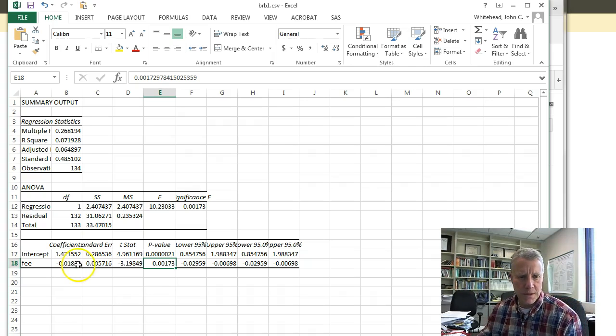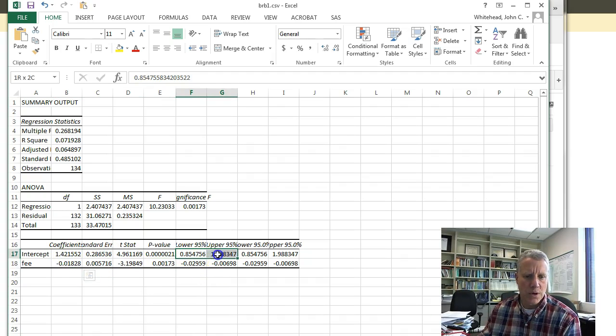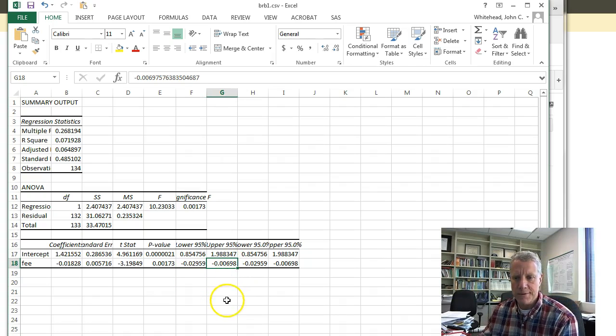Okay, and I failed to mention that the other way to determine if your coefficient is different from 0 is if your lower and upper 95% confidence intervals do not overlap with 0. So here for the intercept, we're 95% sure that our intercept coefficient is between 0.85 and 1.99, and we're 95% sure that the slope coefficient is between negative 0.03 and negative 0.007. Okay, and so that's how you estimate your regression models.